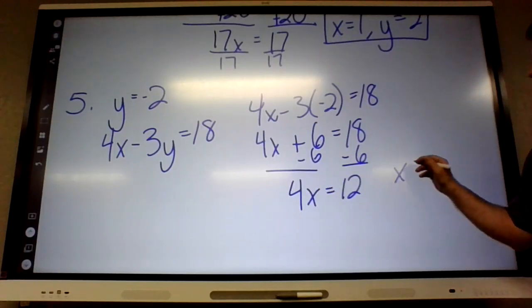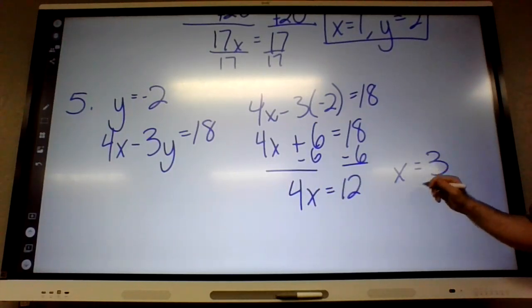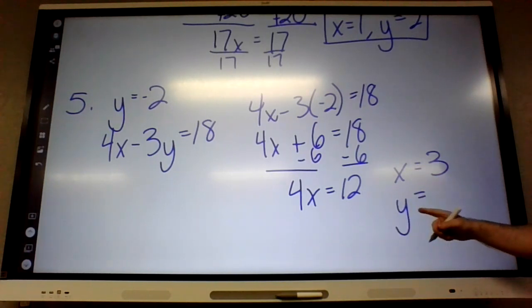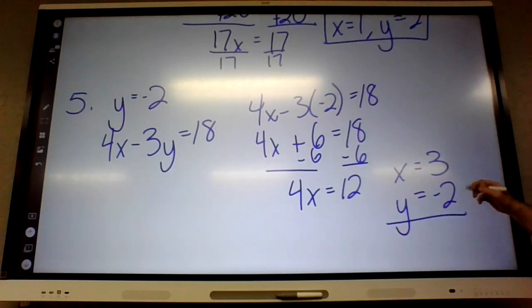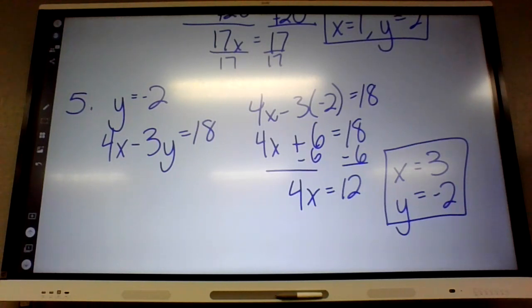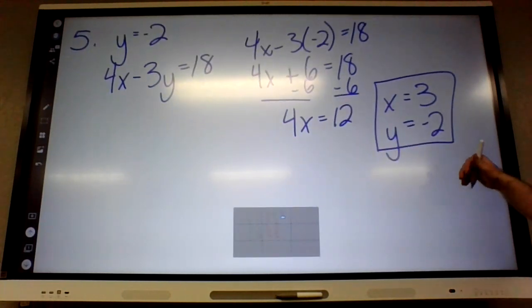So I guess x is 3. And remember they told us what y is? I think that's the only one like that. Okay, and then something changes on 7.